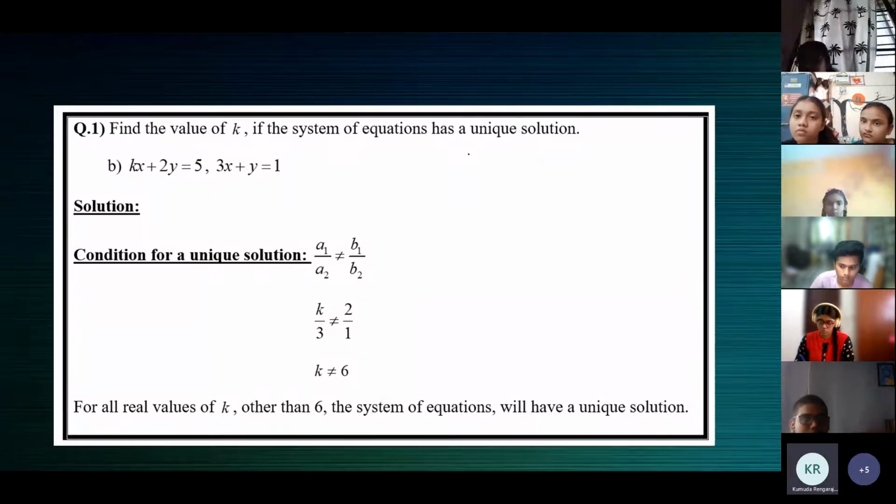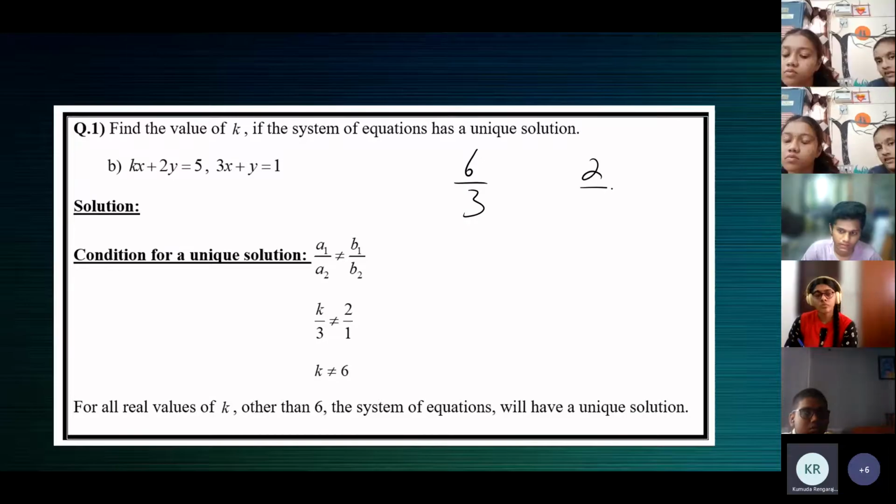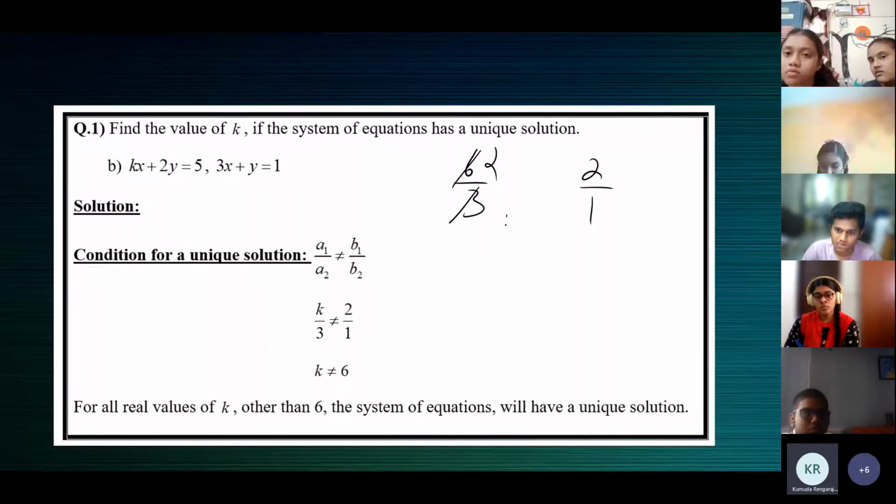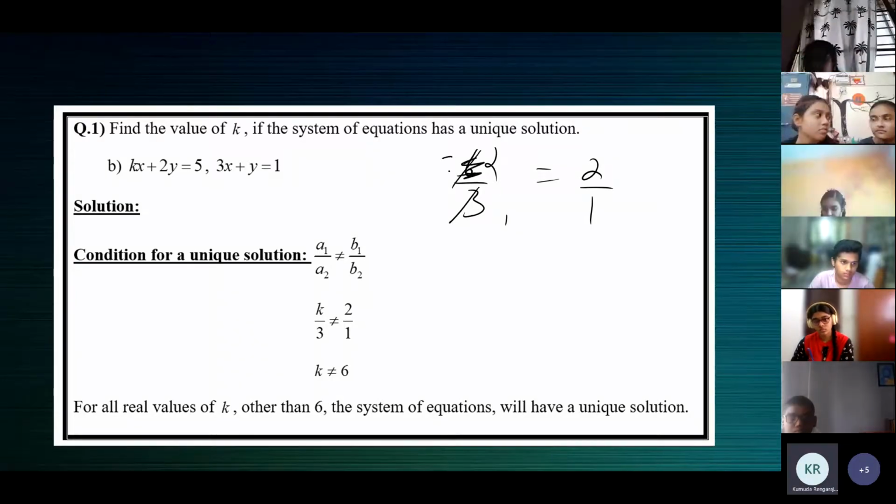So supposing if it is 6, then it will be 6 by 3 and 2 by 1. So they'll become equal. 2 by 1 is equal to 2 by 1. It will not have a unique solution. But other than 6, you take any other value like 7, 8, 9 or root 2, whatever. They'll not be equal. The ratio will not be equal. So unique solution.